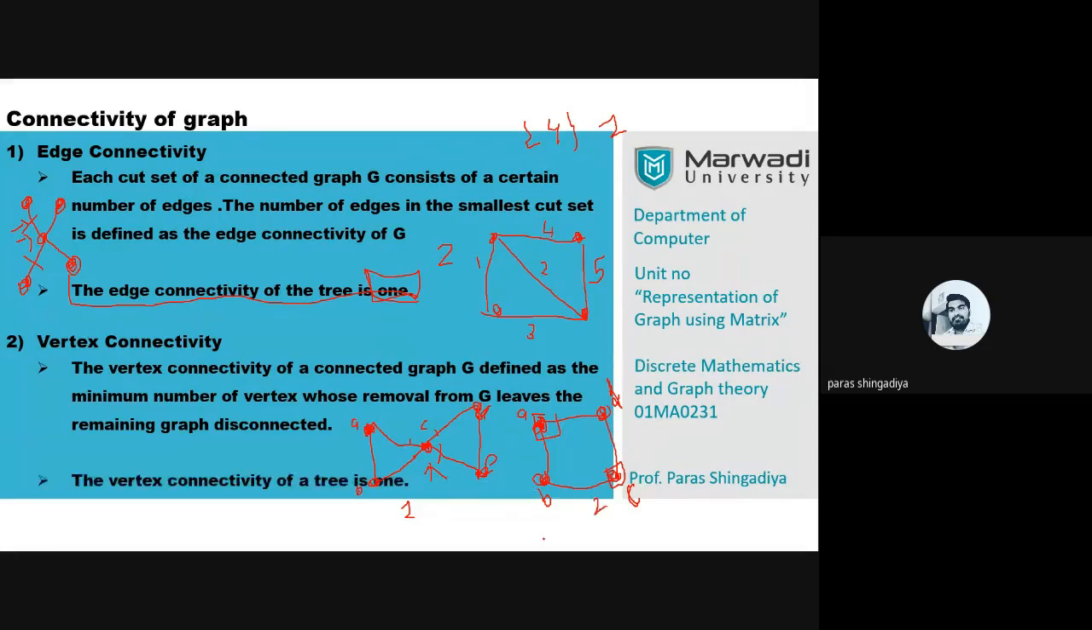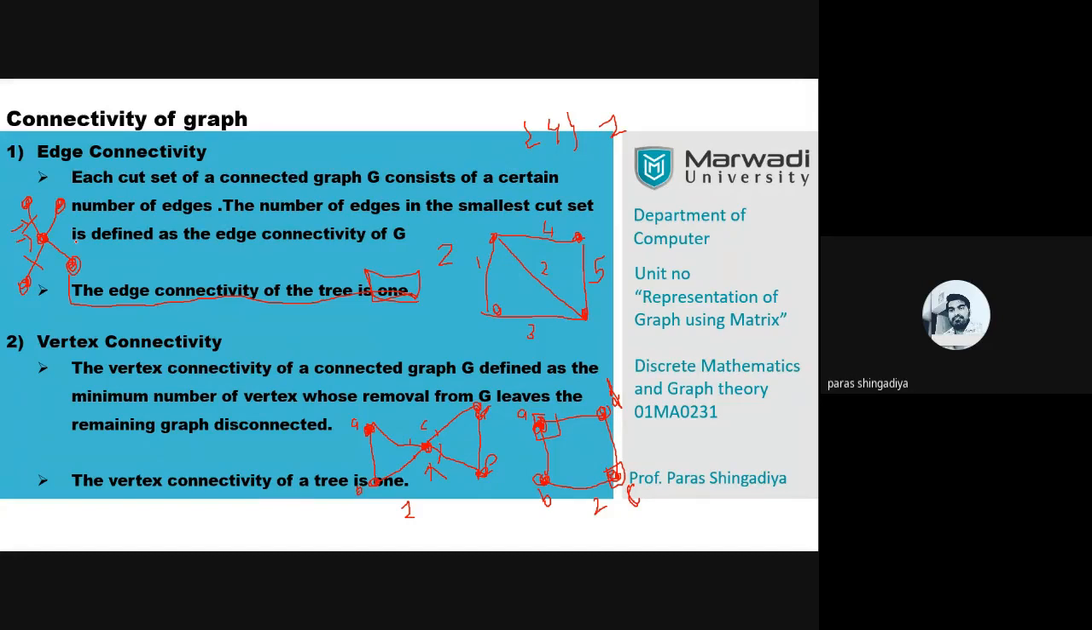And for any tree, the vertex connectivity is 1. That is asked for 1 mark. This is the shape of a tree, and if I delete 1 vertex whose degree is more than 1, you can check that the graph is now disconnected. So for any tree, the vertex connectivity is 1, and the edge connectivity is also 1. Edge connectivity means you have to check all the cut sets, find the smallest cut set, and count how many edges are included in it. This is known as edge connectivity.